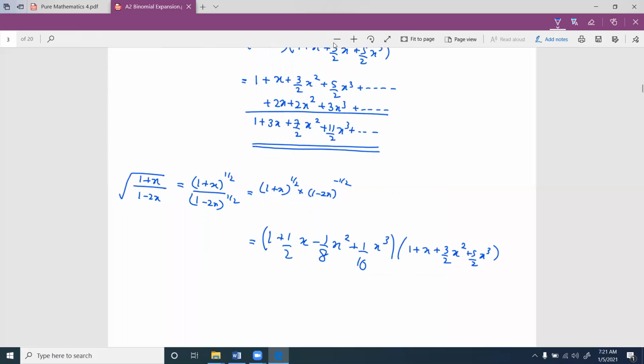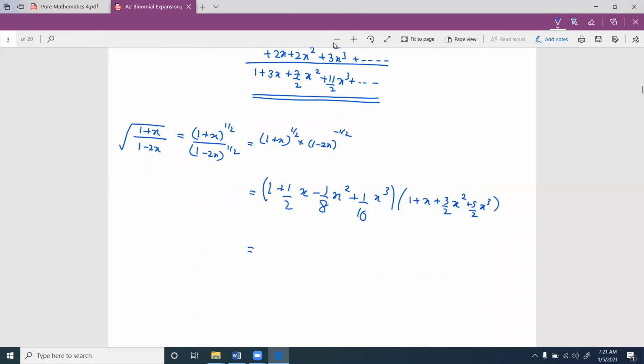I'm using the same technique. Initially, I just multiply with 1. 1 into 1 is 1 plus x plus 3 over 2 x squared plus 5 over 2 x cubed. Then multiply with half x. Half x into 1 is half x. Half x into x is half x squared. Half x into 3 over 2 is 3 over 4 x cubed. No need of writing further terms, right?